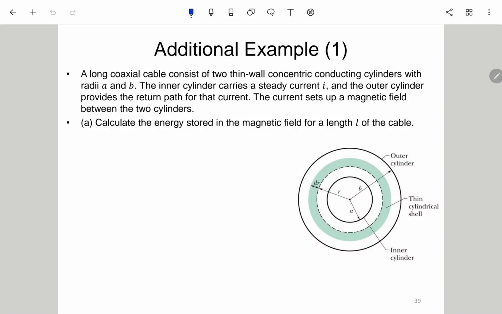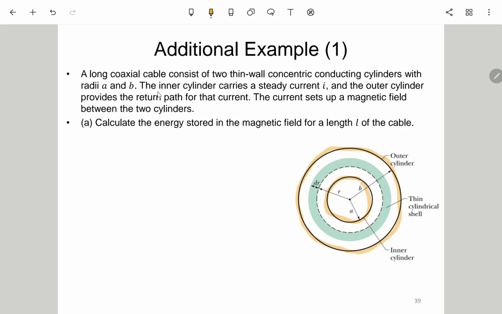Okay, so let's take a look at the two additional examples for chapter 30. Okay, so the first one. Here it says a long coaxial cable consists of two thin wall concentric conducting cylinders with radii a and b. Okay, so this is the inner one, and then this is the outer one.